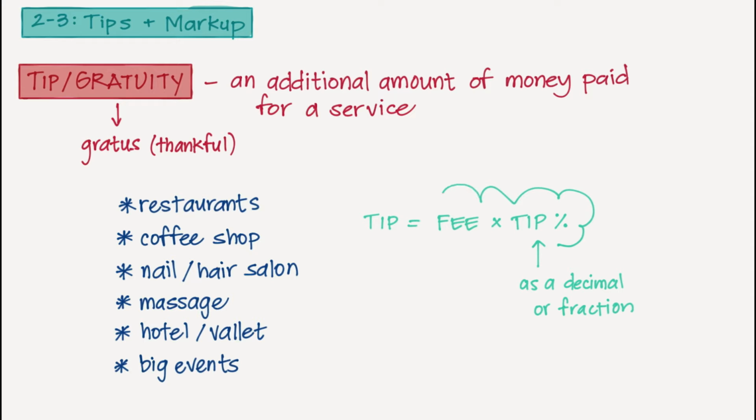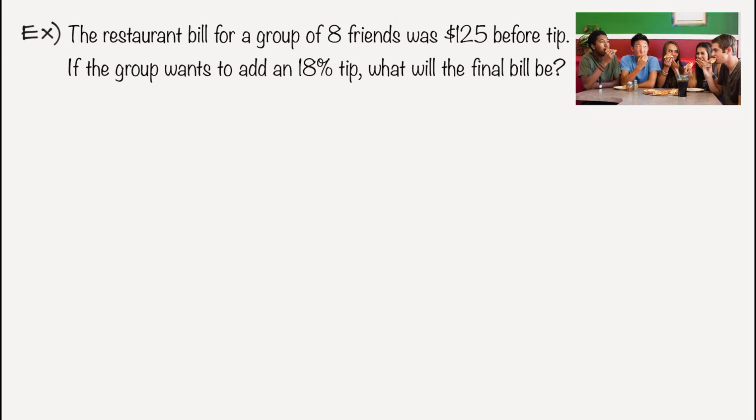So I'm going to highlight this, and this is what we're going to use for our first couple examples. It says the restaurant bill for a group of 8 friends was $125 before tip. If the group wants to add an 18% tip, what will the final bill be? Okay, so first, let's look at that 18%. I can rewrite that as 0.18 or as the fraction 18 out of 100.